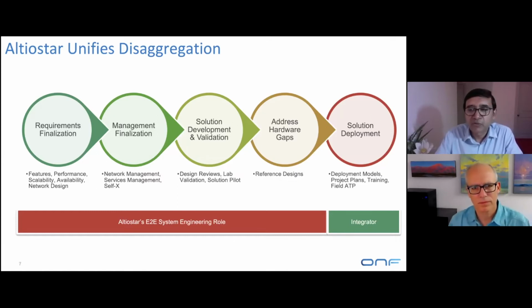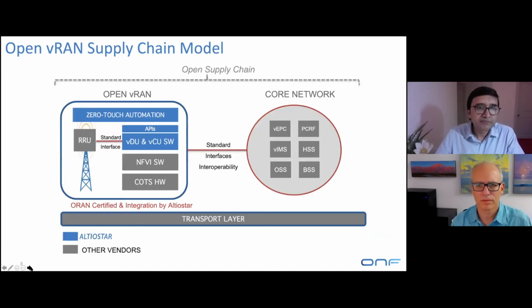So what I'm saying is that we make sure that anything an operator requires to make the network whole is addressed by us, be it software or any hardware gaps. And then the deployment is obviously done by the integrator. So that's the model. So overall, this is now the transformed network.